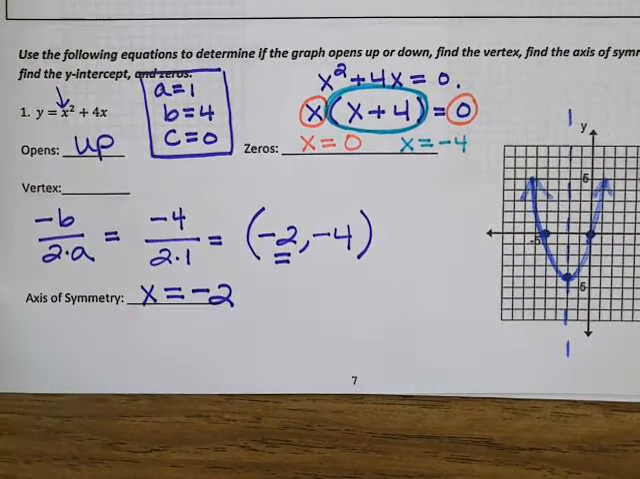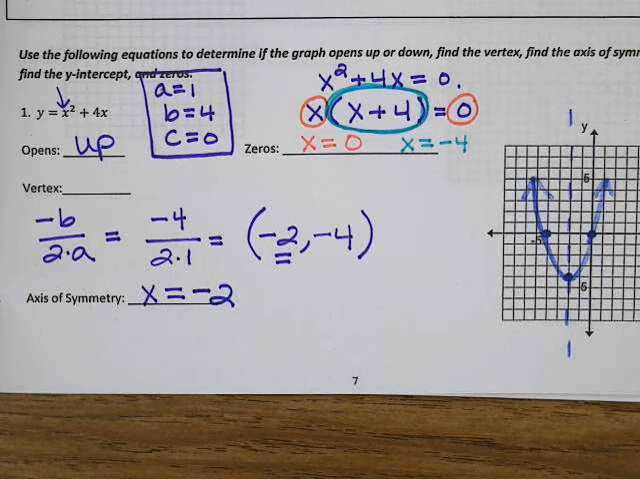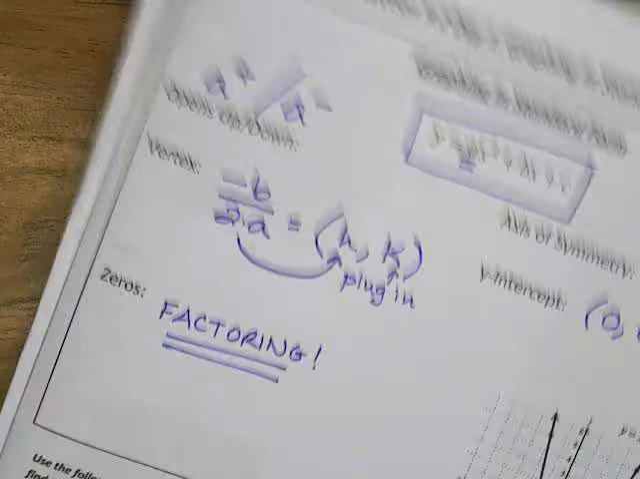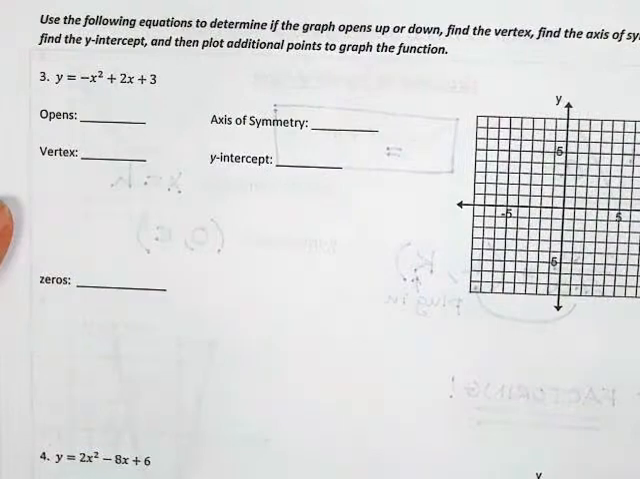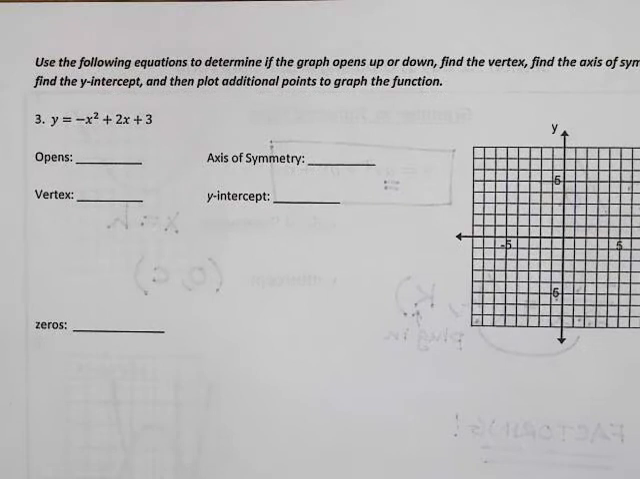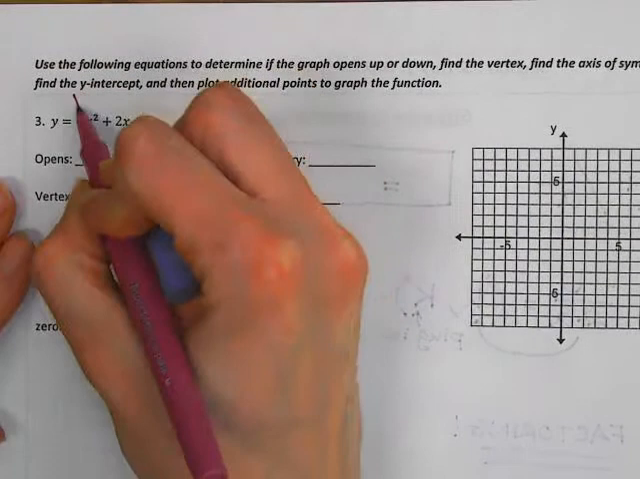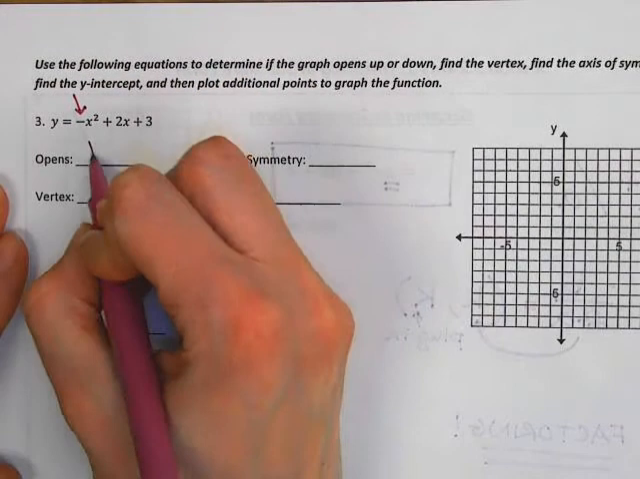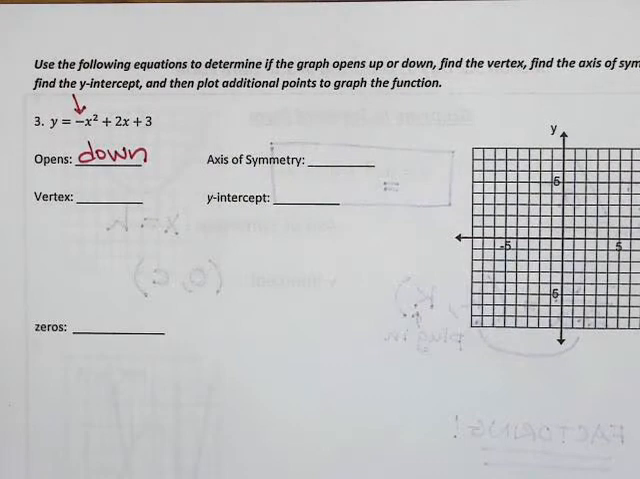Don't worry, we'll do another one. Okay, so flip the page. Let's try number 2. No, number 3. Okay, so number 3. Does it open up or down? If you look at the leading coefficient, it is negative, so we know that this guy's going to open down.